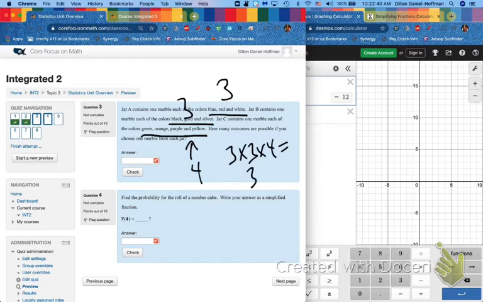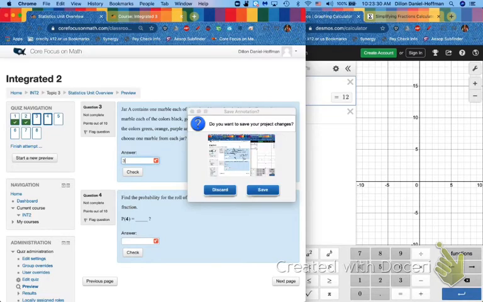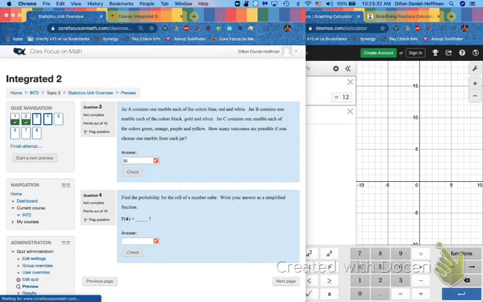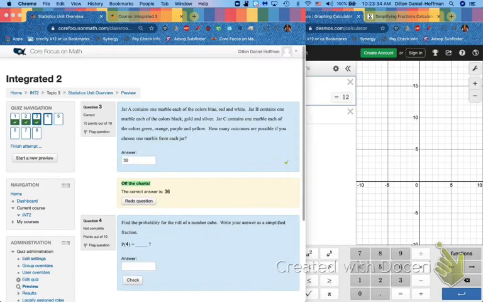9 times 4 is 36. And again, you could use Desmos if you need to. But I'm not gonna do every one of these in Desmos because you can get the gist after one of how to do that. Off the charts.